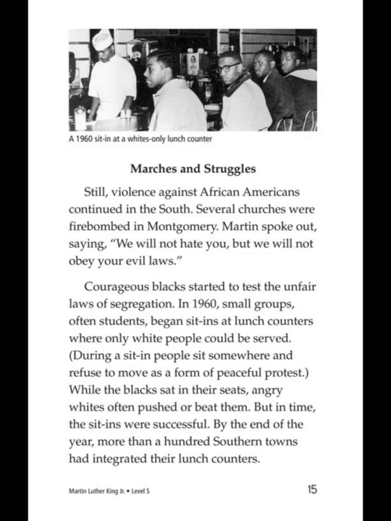While the blacks sat in their seats, angry whites often pushed or beat them. But in time, the sit-ins were successful. By the end of the year, more than 100 southern towns had integrated their lunch counters. So that means that there were places for whites and places for blacks.